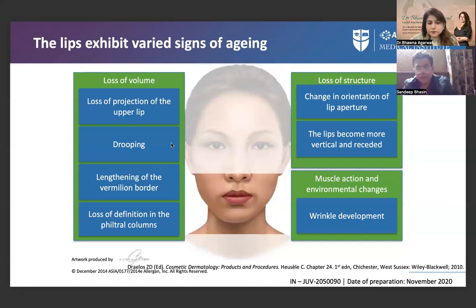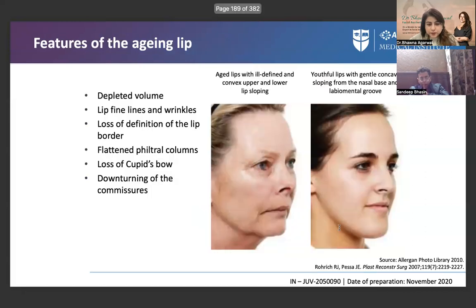Change in the orientation: vertical and receded. Yeah, fine. So loss of structure changes the orientation of the aperture and the lips become more vertical and receded. The muscle action and environmental changes will lead to the wrinkling of the skin. So there is depleted volume, and there are fine lines and wrinkles on the lips and around the lips.